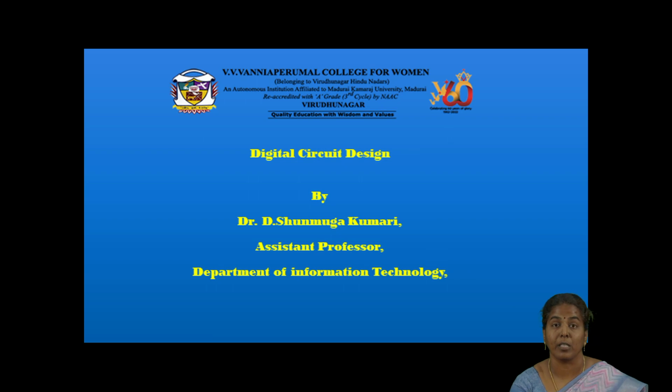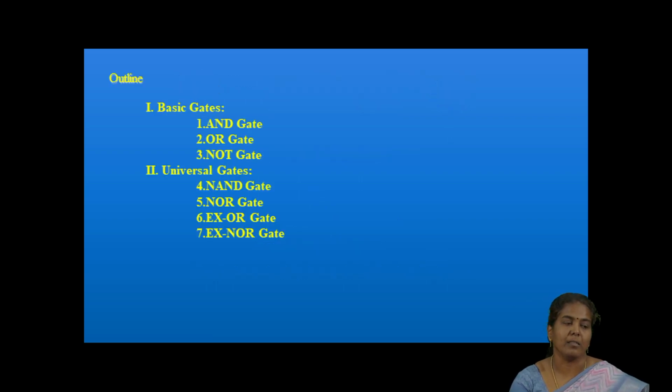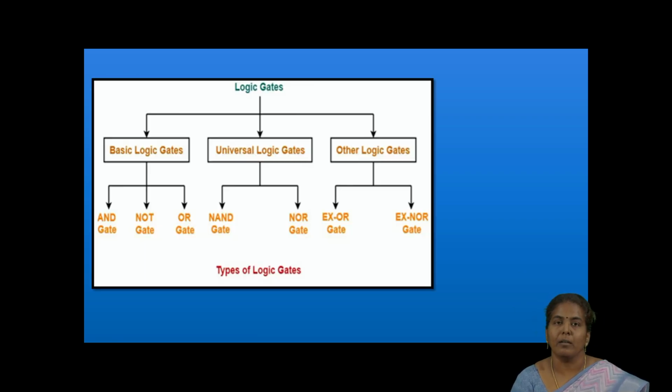Today we are going to see digital circuit design from the digital principles. Okay, let us begin with the basic gates and the universal gates. There are three basic gates: AND, OR, and NOT. Then we are going to see the universal gates NAND and NOR, and the XOR and XNOR gates. These are the block diagrams of the logic gates.